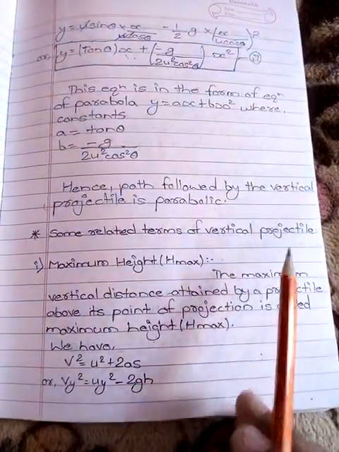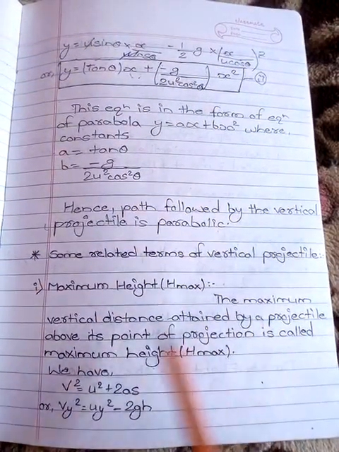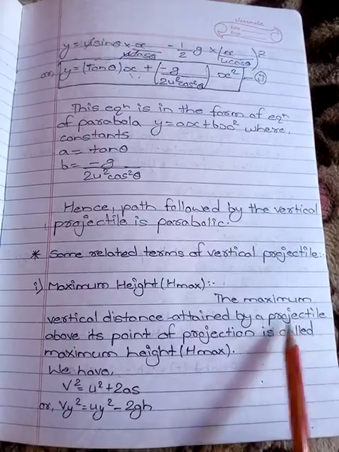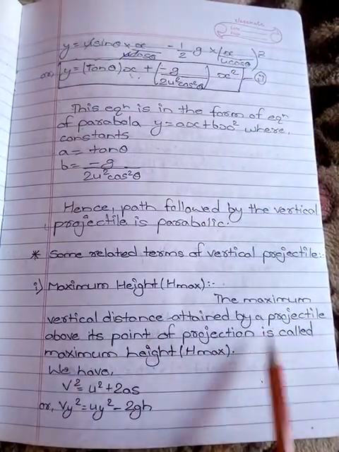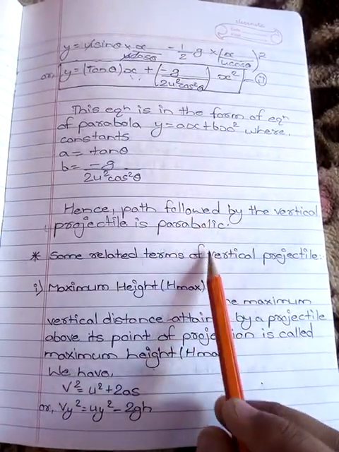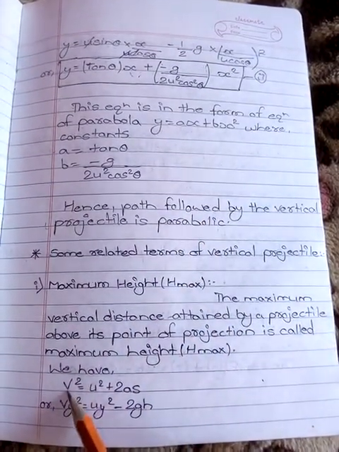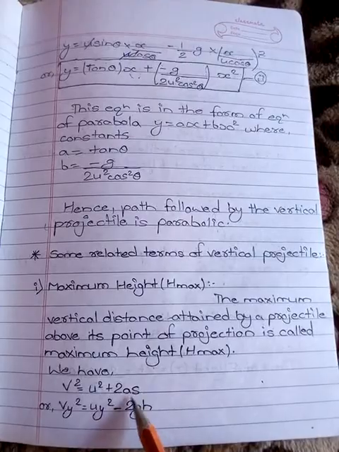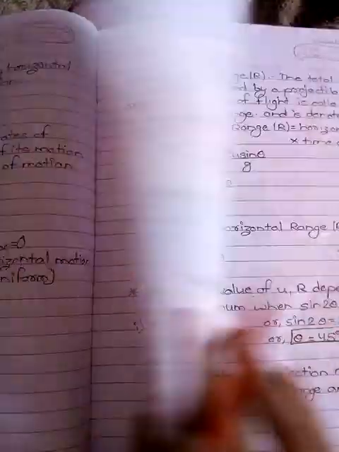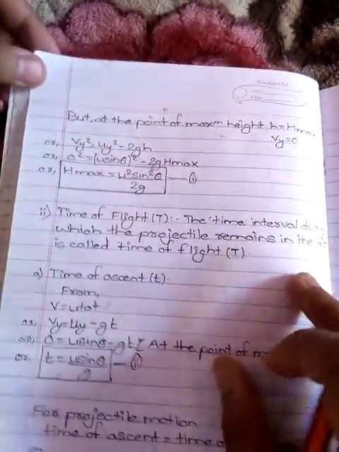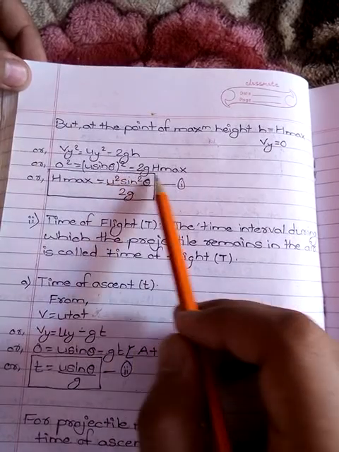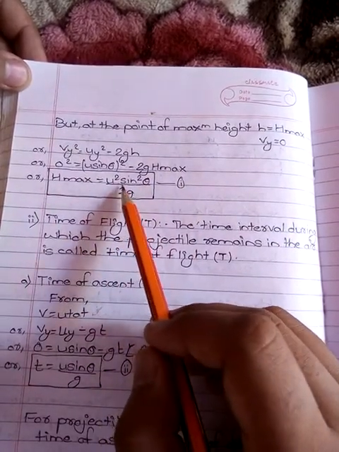Some related terms I would like to say. The maximum vertical distance attained by a projectile above its point of projection is called maximum height. That is the h max we were talking about, where vy is equal to 0. v square is equal to u square plus 2as. So here we will write vy square is equal to uy square minus 2gs, since it works under gravity. But at the point of maximum height vy is equal to 0, so we put vy as 0, and after solving this we get h max is equal to u square sin square theta upon 2g.